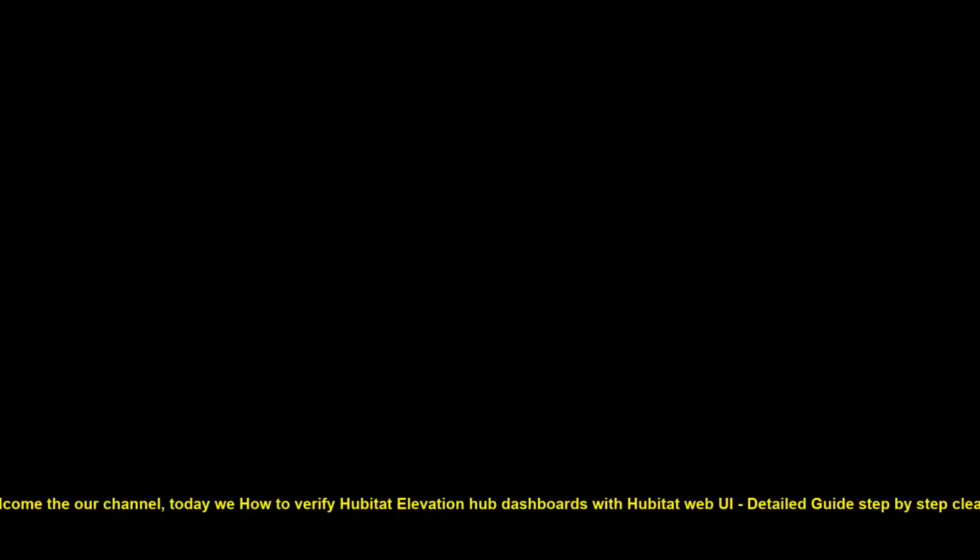Today we will learn how to verify Hubitat Elevation Hub dashboards with the Hubitat Web UI, a detailed guide step by step, clearly. Start by opening your web browser. Enter the IP address of your Hubitat Elevation Hub into the address bar. Press the Enter key to access the Hubitat web user interface. Log in using your administrator credentials.